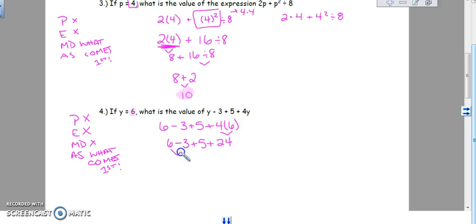So 6 minus 3 is 3 plus 5 plus 24. 3 plus 5 is 8 plus 24, and that gives me 32. Okay, let's keep moving on.